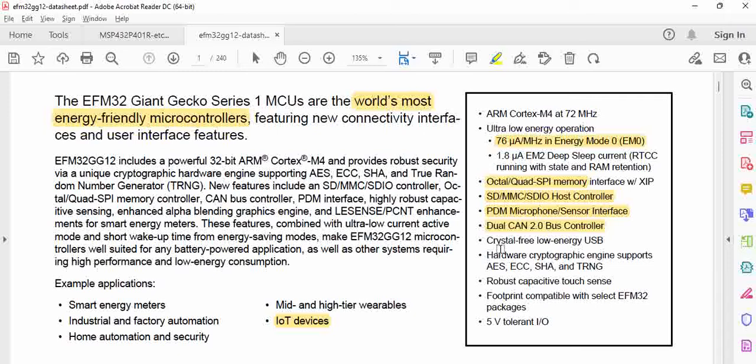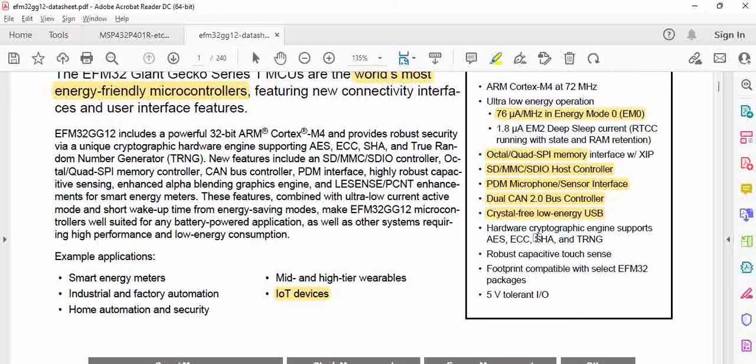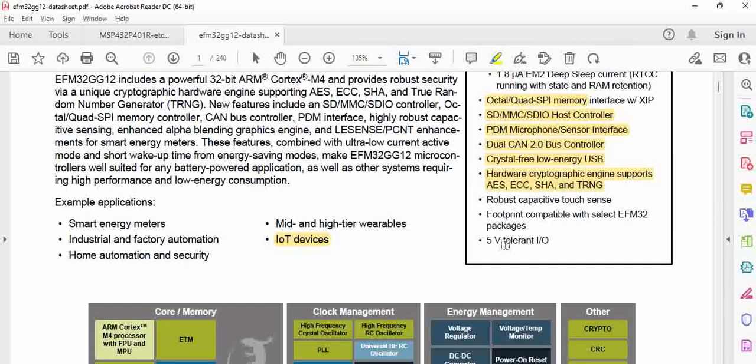Then there is low energy USB, and crypto and CRC-related encryption features. There is also a robust capacitive touch interface. And there is footprint compatibility between selected EFM32 packages. For example, if you have used a particular EFM32 in your application and that device suddenly goes EOL due to specific features or demand, you can opt for another EFM32 with a footprint-compatible option, which is a very, very good feature.